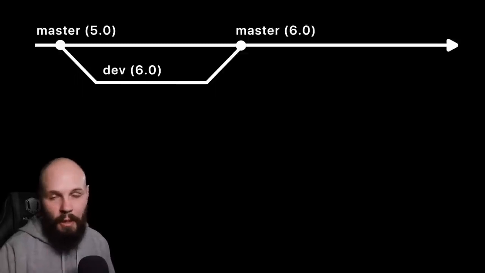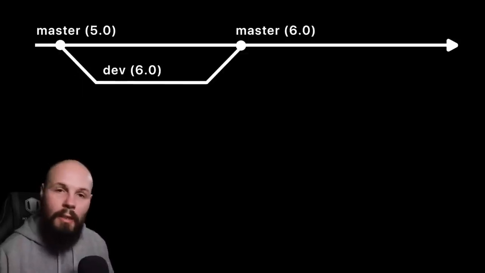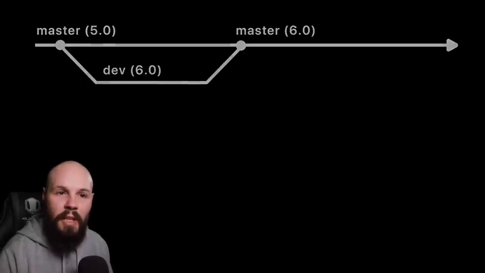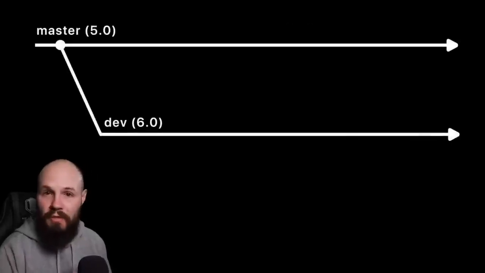For version 7, we got to branch off onto dev, do all of our work, merge it back in for version 7. Now let's expand on this example a little bit because I just kind of waved my hand over what was going on in the dev branch. Let's actually zoom into the dev branch and talk about what happens between version 5 and 6, right?